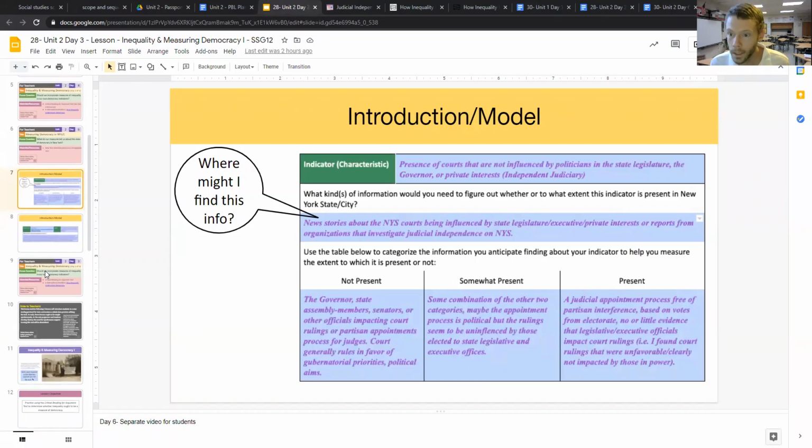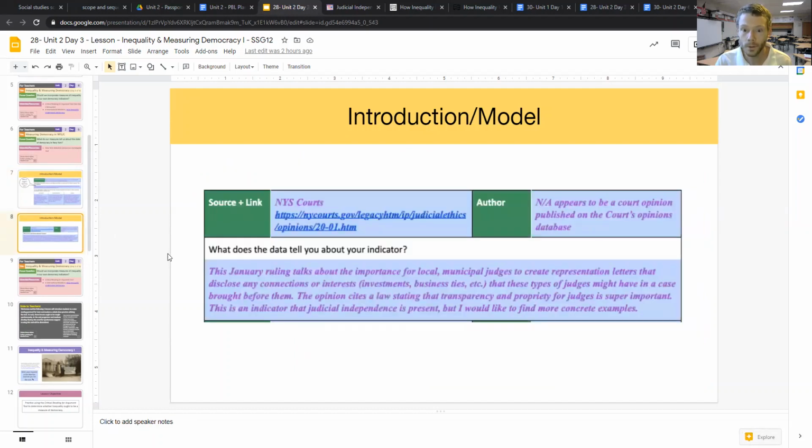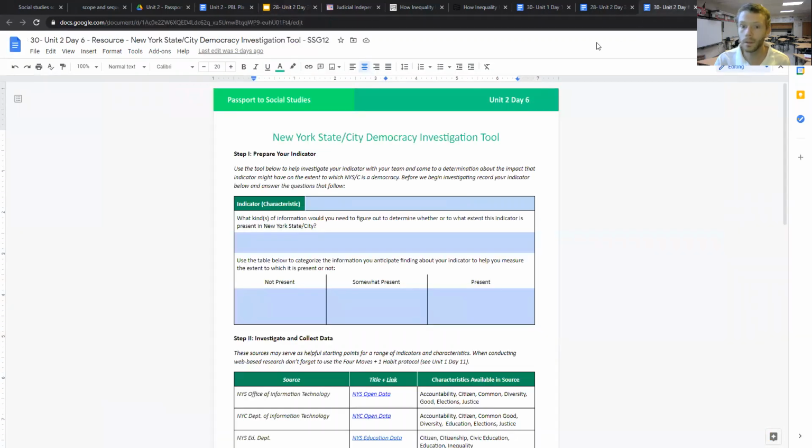And in this case, the indicator is looking at the independent judiciary. And they'll have an opportunity to consider the kinds of information they would need to figure out whether or to what extent this indicator is present in the state or the city. In addition, they'll then be able to consider the sourcing information, the author that they're looking at, along with what data the article can tell us about their chosen indicator. And in this lesson, this is the tool that they'll look at.